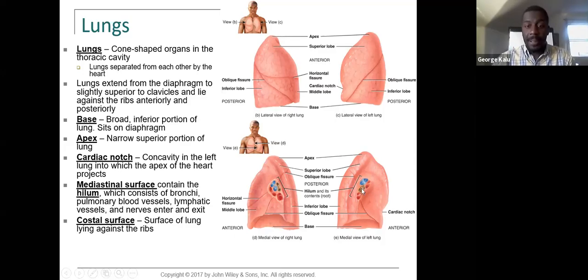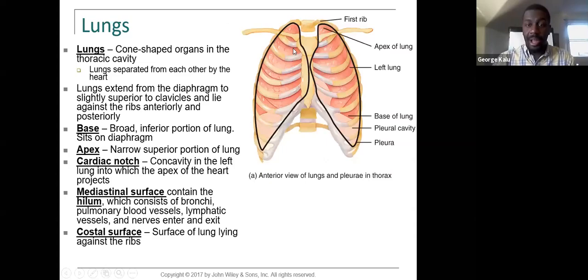There's another surface, which is called the costal surface, and that is a surface that actually lies up against the ribs. So here we can see our lungs sitting right up against our ribs over here. And so this is where we would find the costal surface. Any part of the lungs that actually makes contact with the ribs is referred to as the costal surface.